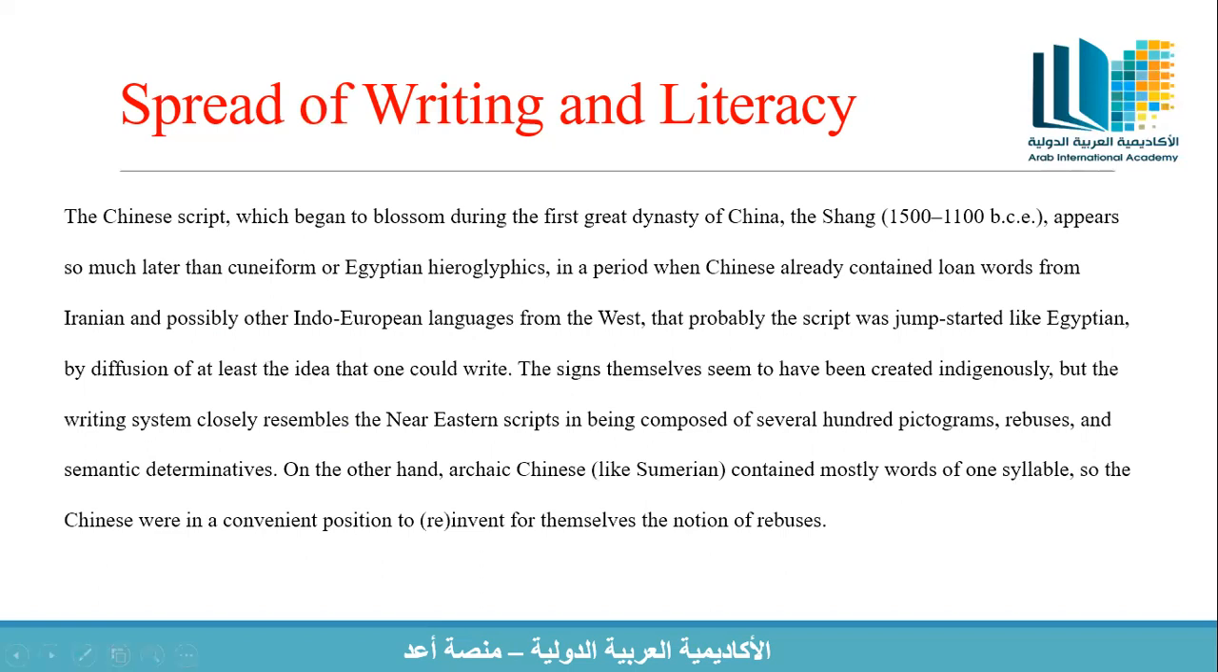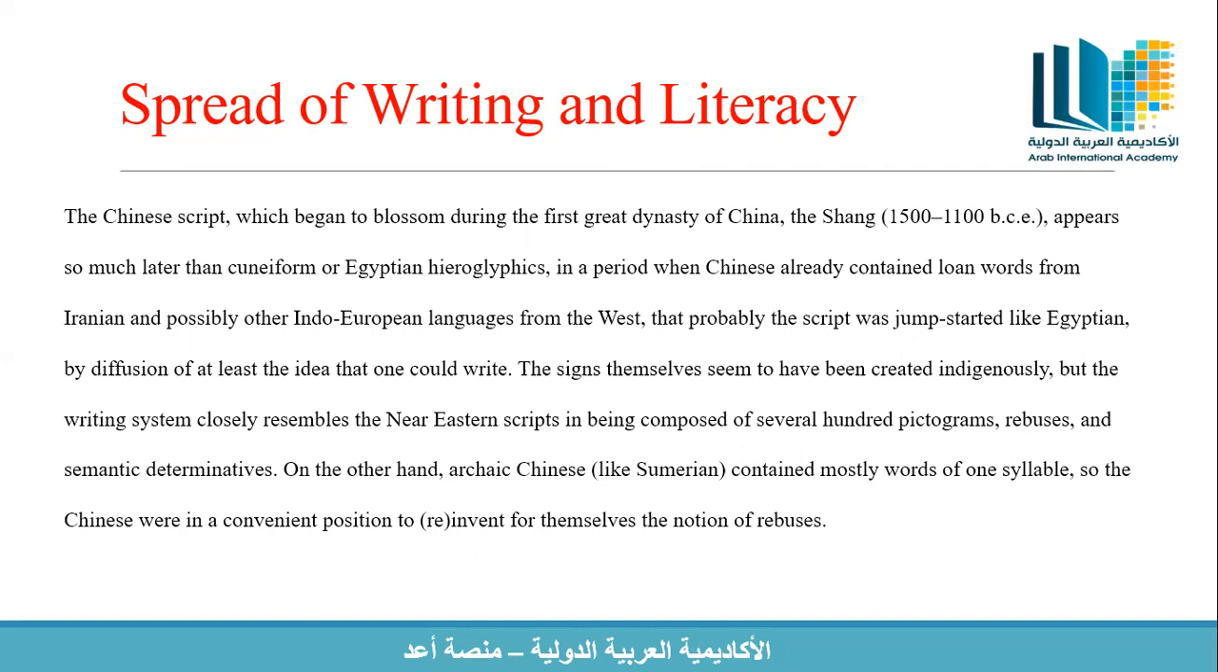So the Chinese script, which began to blossom during the first great dynasty of China, the Shang, 1500 to 1100 BC, appears so much later than cuneiform or Egyptian hieroglyphics, in a period when Chinese already contained loanwords from Iranian and possibly other Indo-European languages from the West, that probably the script was jump-started like Egyptian by diffusion of at least the idea that one could write.